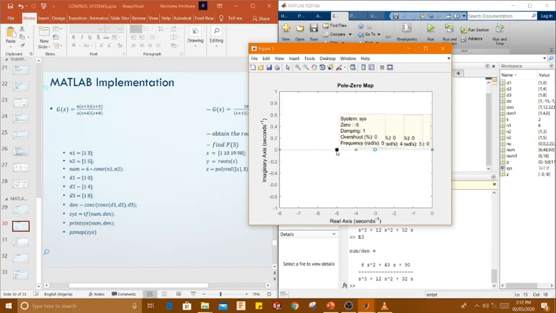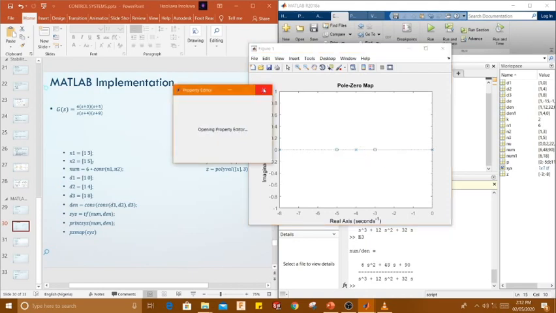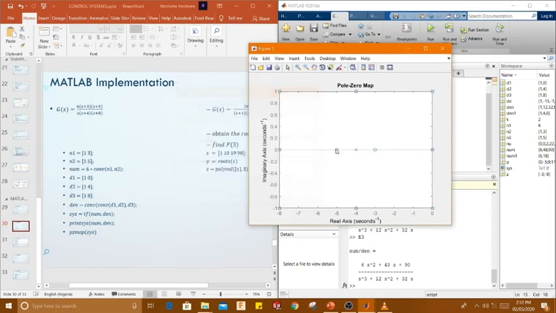In fact, my MATLAB is actually highlighting it for me. We can see here, the zeros are -3 and -5, which is what we have here. -5, -3. This is what? -5, -3. And then for the poles, we have S equal to 0, S equal to -4, and S equal to -8. Okay? S equal to 0.